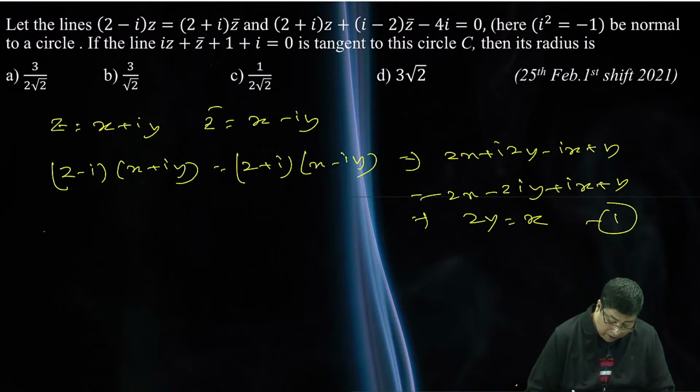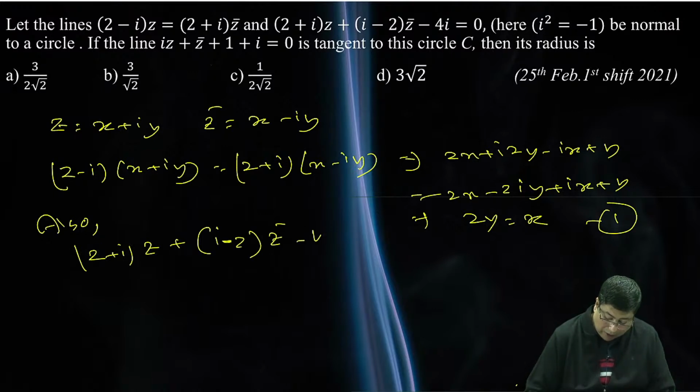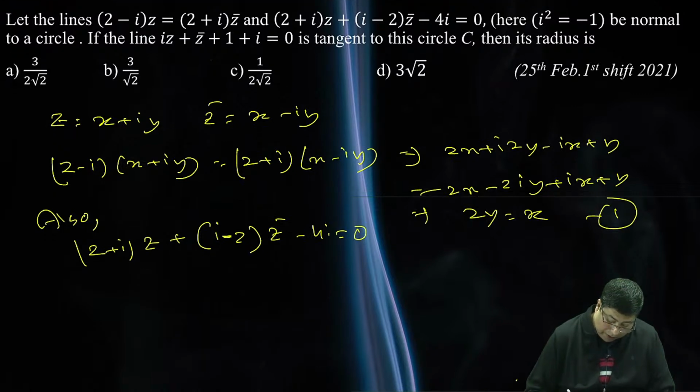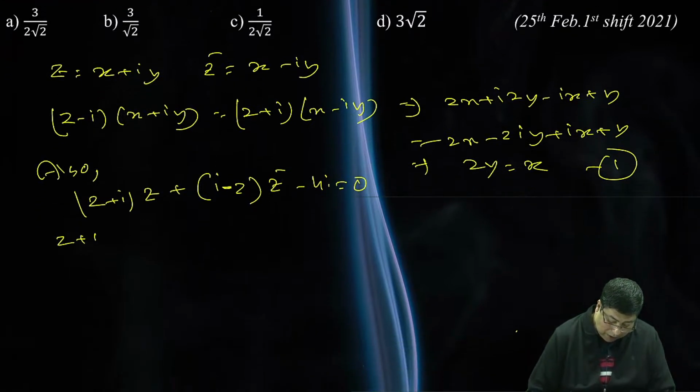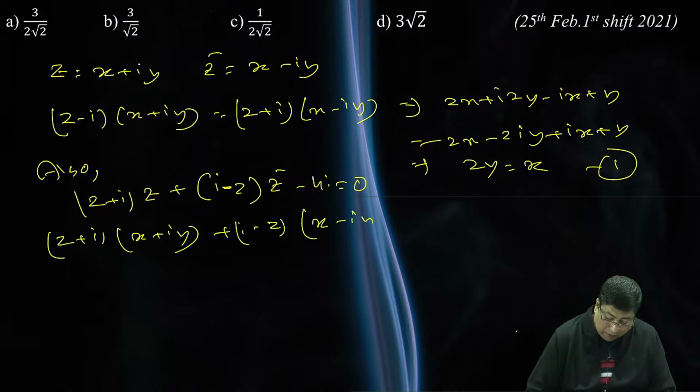Let us go to the other line. Also we can say (2 plus i) into z plus (i minus 2) into z bar minus 4i equal to 0. So again we can write this as (2 plus i) into (x plus iy) plus (i minus 2) into (x minus iy) minus 4i equal to 0.